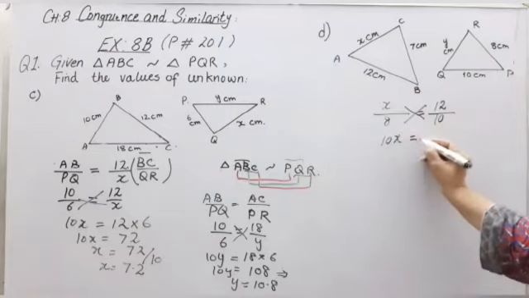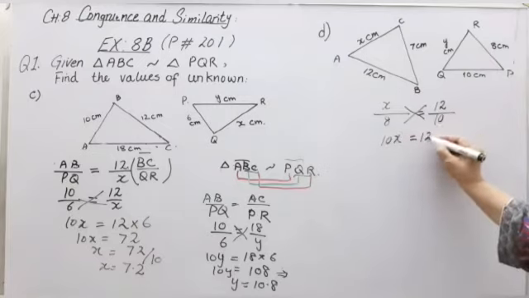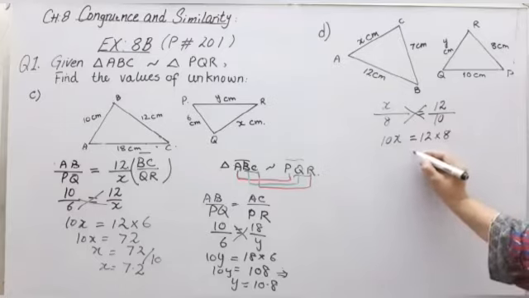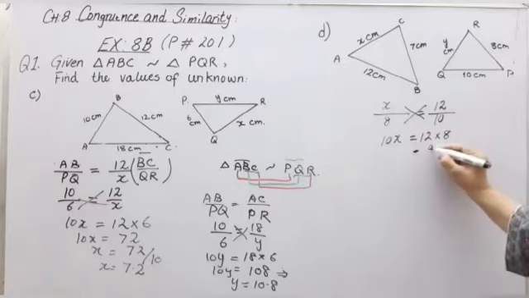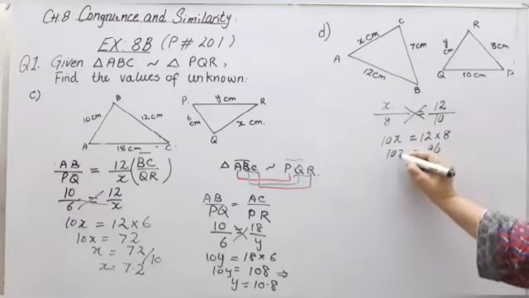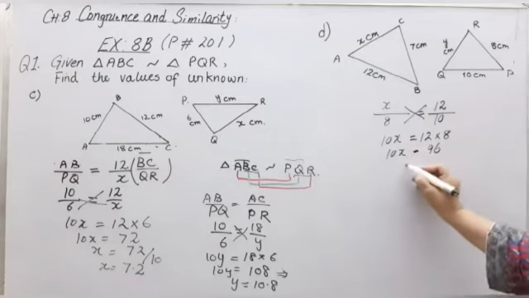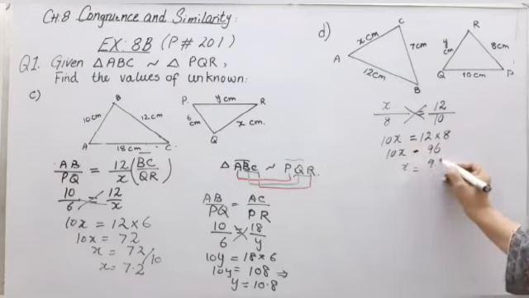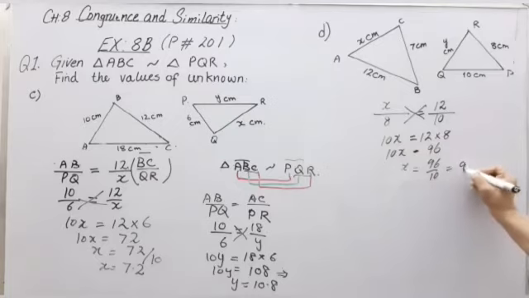It is 10x and 12 eights are 12 into 8, 96. 10x is equal to 96 and x is equal to 96 divided by 10, 9.6.